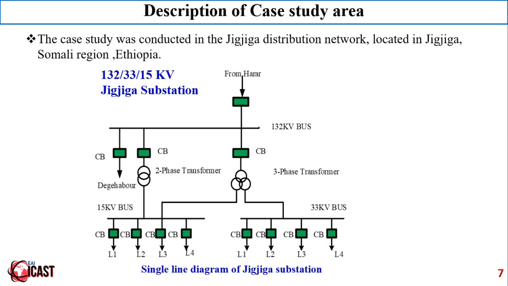Here is the description of the case study area. As you can see in the diagram, the single line diagram of the Jigjiga distribution, Jigjiga substations. It gets power from Harar and it has 4 50 kV and 4 33 kV buses, and our study focused on L4, line 4 of the 50 kV buses.